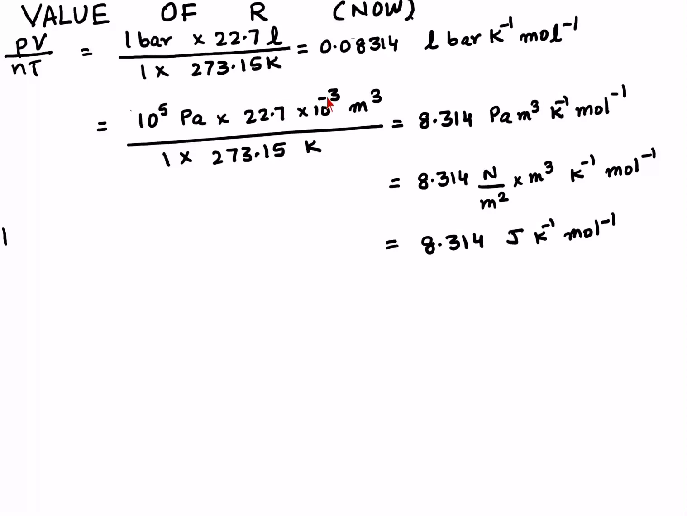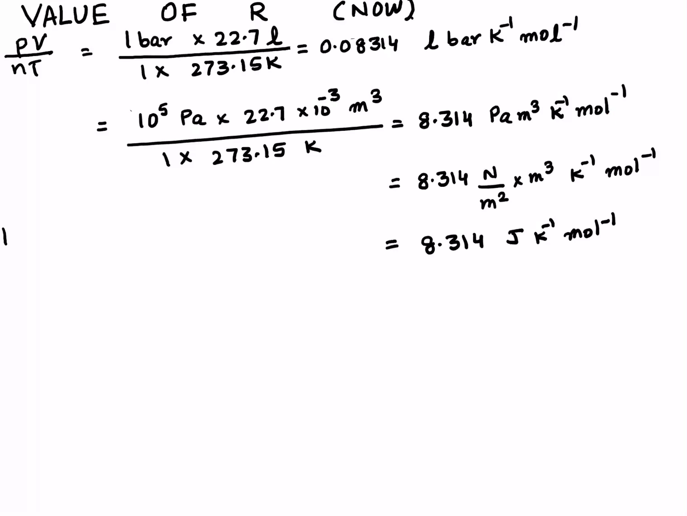22.7 into 10 to the power minus 3 meter cube, right? Because it was 22.7 liters. If you are not familiar with the conversion of liter to meter cube, that's video number 1 in this playlist. Everything clearly explained. Number of moles 1 because we are talking about the molar volume. Temperature 273.15. Calculate over here, we get 8.314 pascals meter cube per Kelvin per mole.